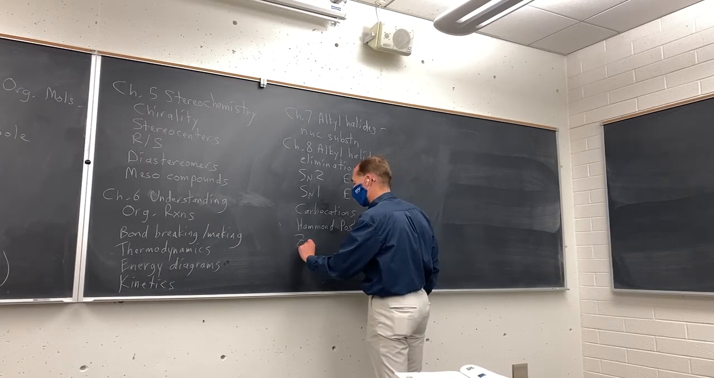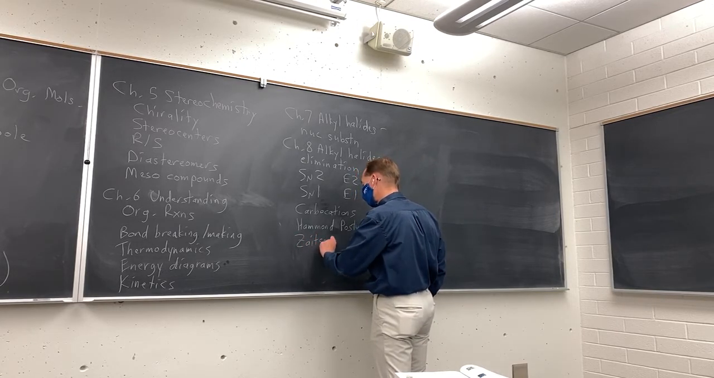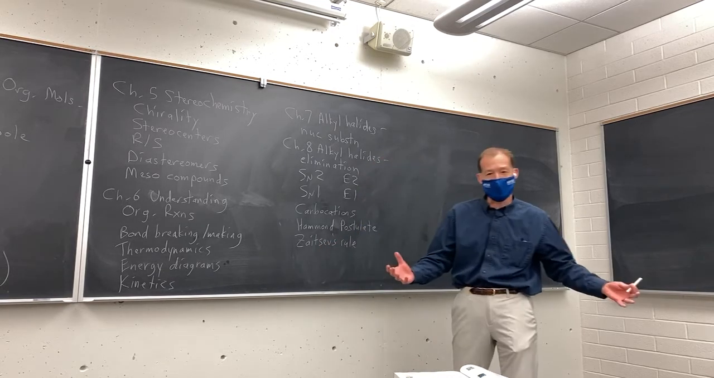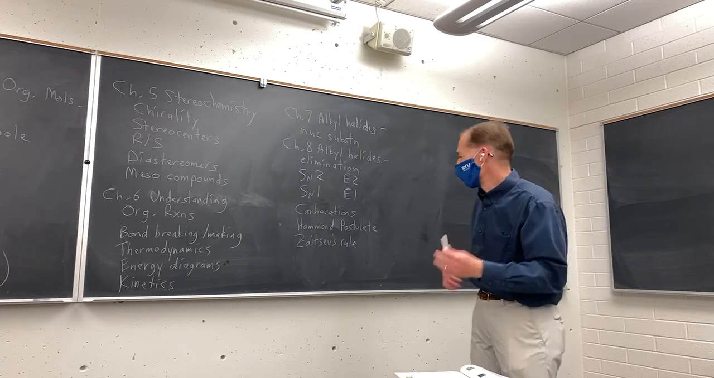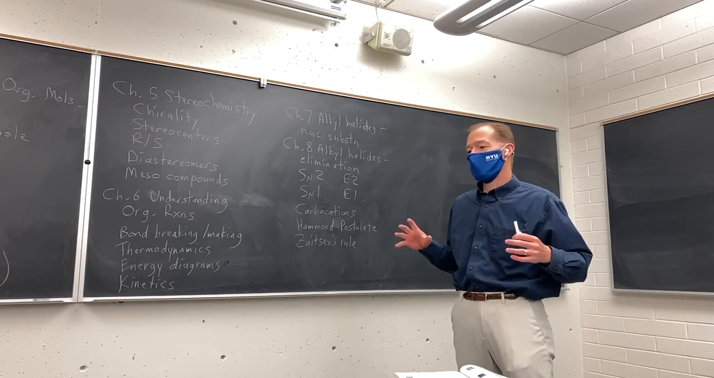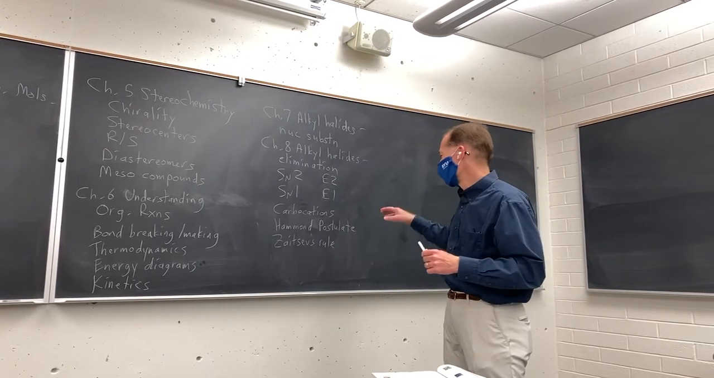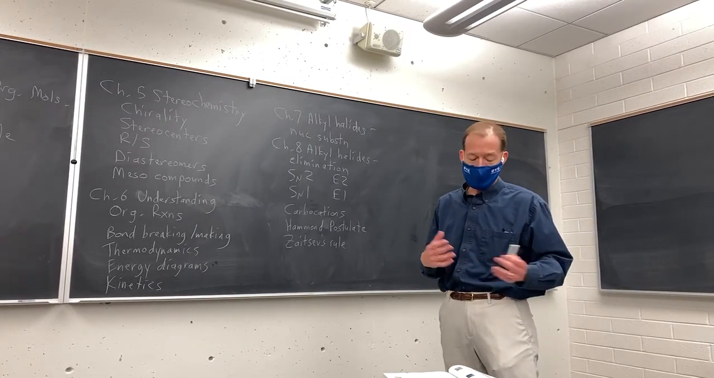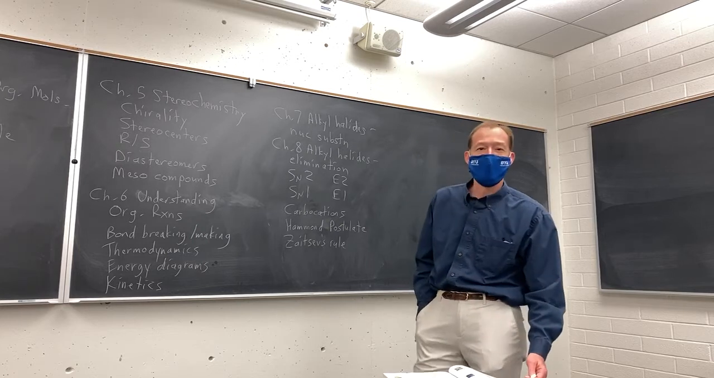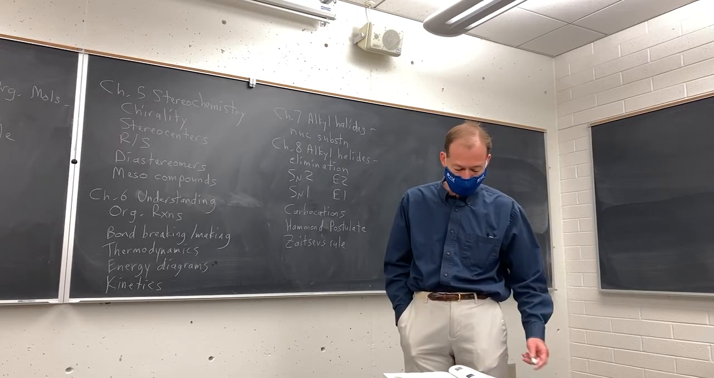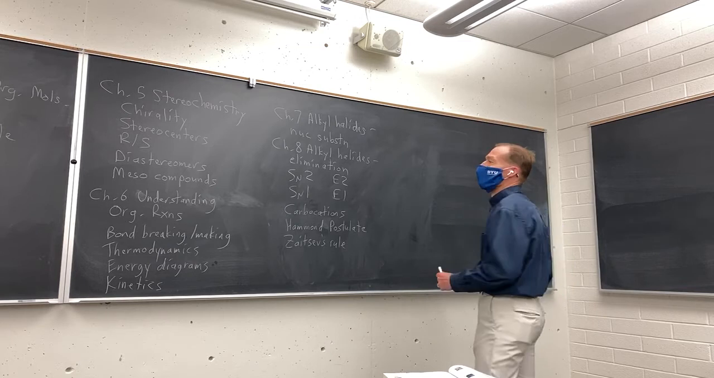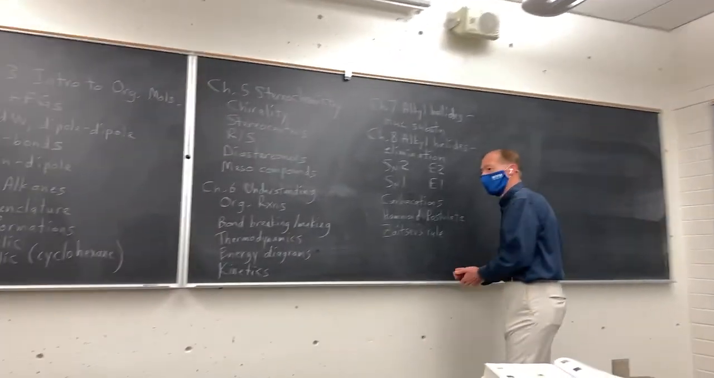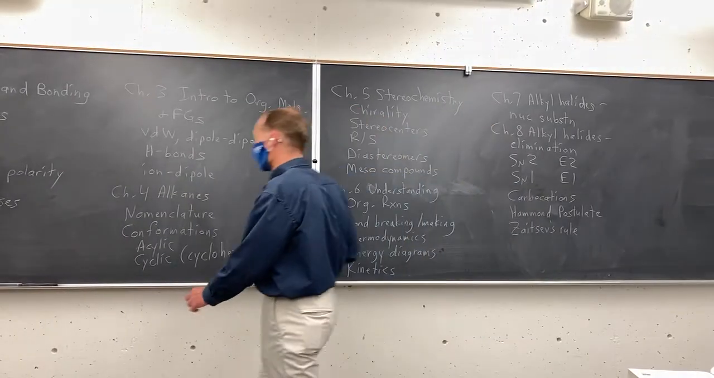We also learned Zaitsev's rule, explaining why the more substituted alkene is the major product. We also learned that trans alkenes are major over cis alkenes. Okay, let's see. I think maybe we'll erase the board now, and then we will continue with chapter 9.